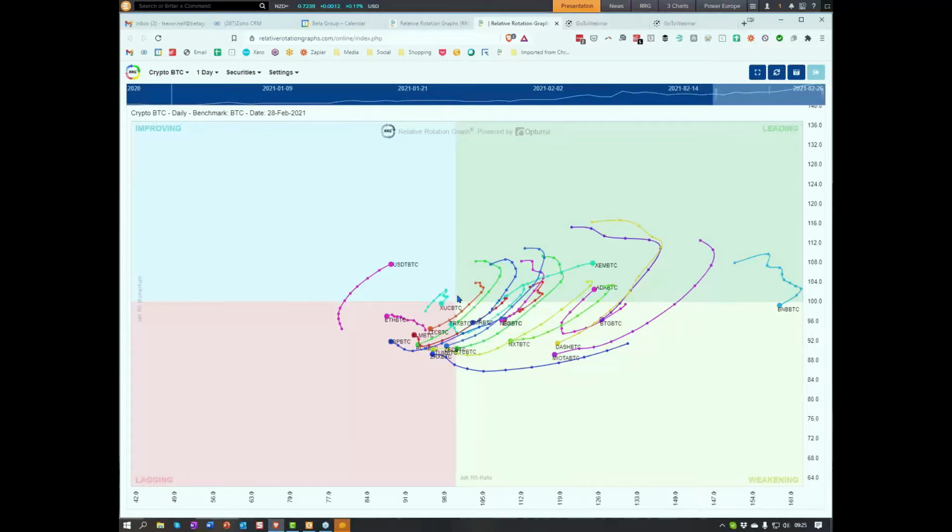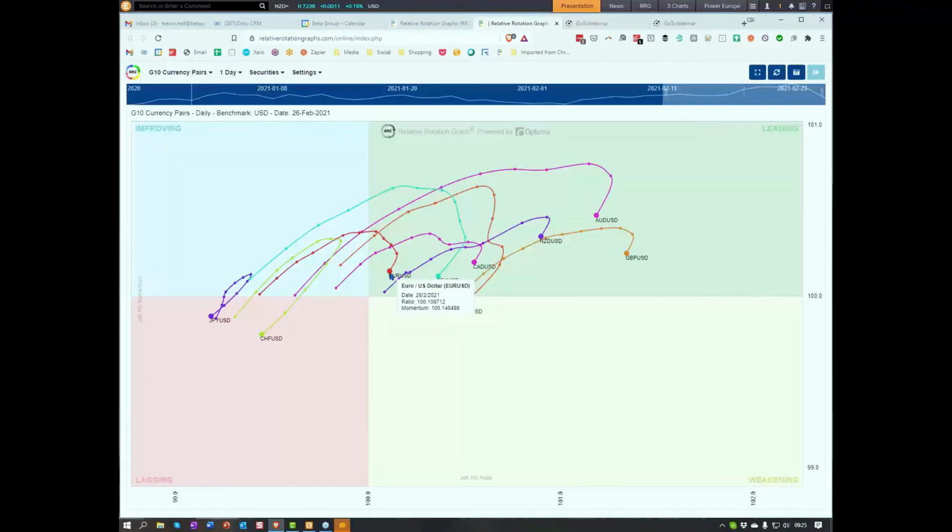Anything which is close to the benchmark is correlating with the benchmark. So if we go back to the G10 currencies, here we see the euro is very near the crosshair. This means it's moving with the crosshair. The crosshair is the dollar. If you want to make money, it's very difficult to do that if you buy the euro dollar, because it's outperforming, yes, but not very much. If you want to get outperformance, sterling's your place, Australian dollar's your place, New Zealand dollar's your place.